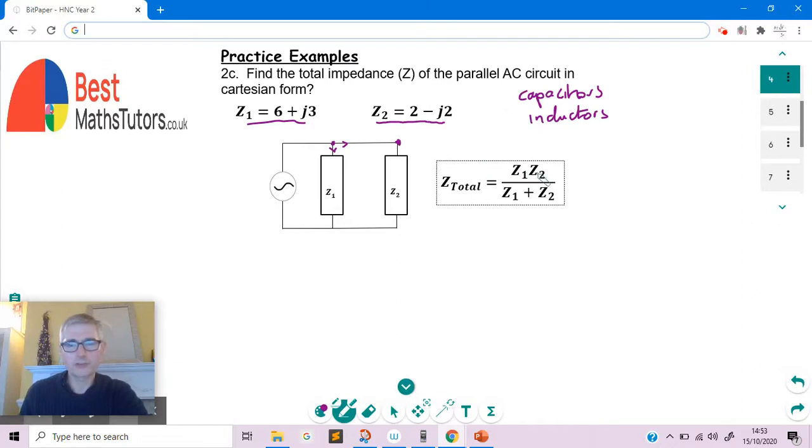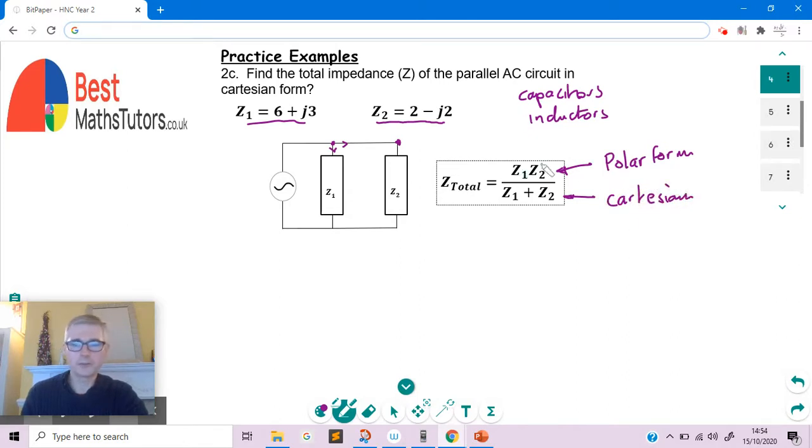So we've got this formula here, and we can see that the top of the formula is Z1 times Z2. In order to do that, we need to be able to put the impedances into polar form. It's not quite as easy to do a multiplication in Cartesian form, so we want to put that into polar form. And we're going to do this addition on the bottom in the Cartesian form, which is written here. So we're going to do this bit in Cartesian form.